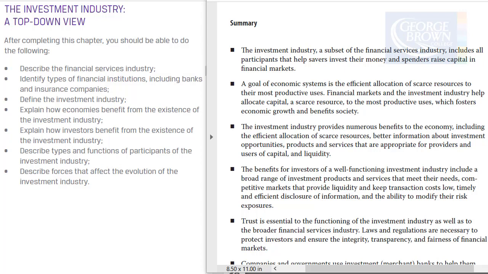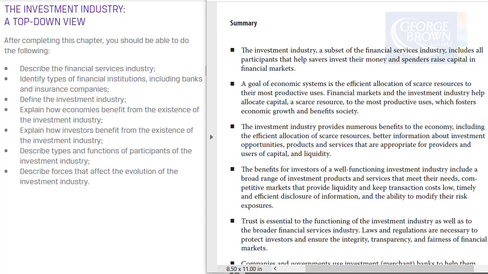So for example, I just want to show a quick example. If you look at the 4th bullet point from the learning outcome statements, explain how economies benefit from the existence of the investment industry. Well, you can see here, if you go down to the 3rd and 4th bullet points, it's addressing that learning outcome statement fairly directly. The investment industry provides numerous benefits to the economy, including the efficient allocation of scarce resources, better information about investment opportunities, products and services that are appropriate for providers and users of capital, and liquidity.